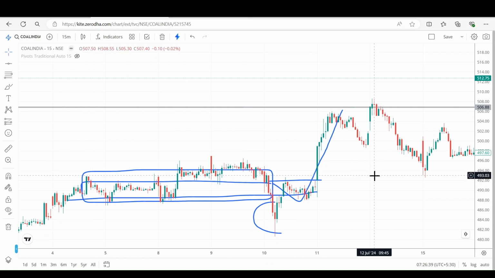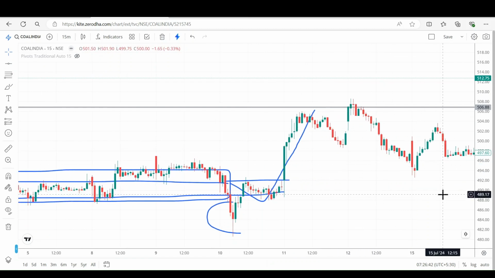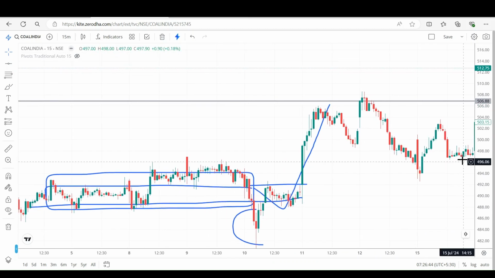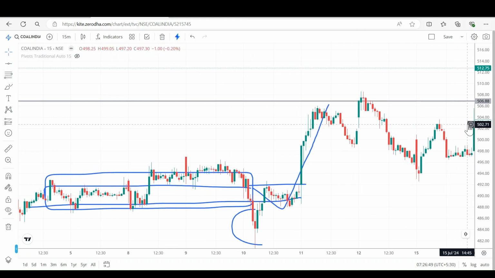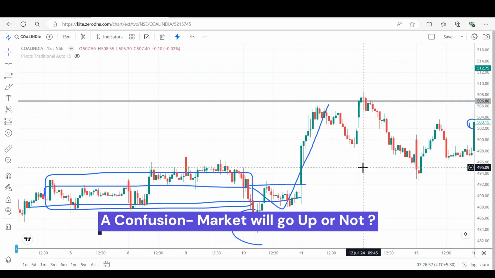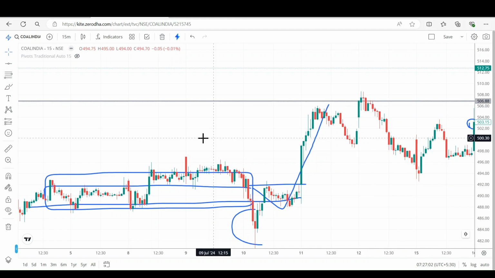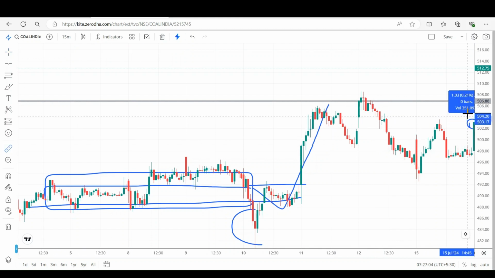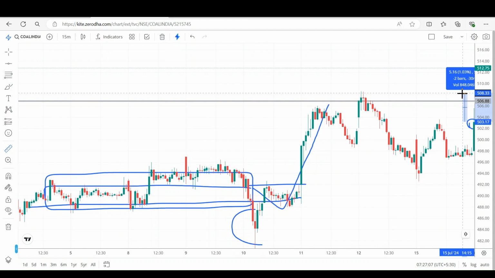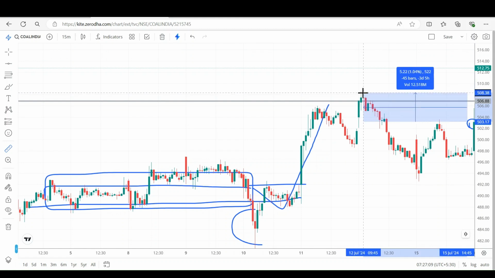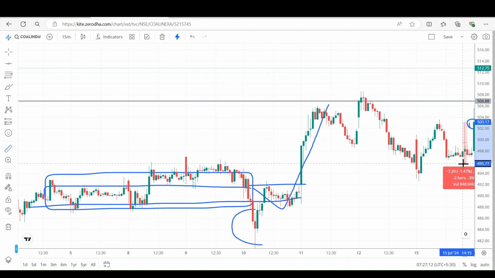Here was our resistance. Now, I was planning to enter here, but I didn't take the entry. When the 15 minute candle closed at the 503 level, if you are taking an entry here, then there is confusion in your mind about whether you have to book profits over here or not, right? Because if you see the risk reward, it is going to touch 5 points and the risk is 7 points. So this is not a proper business.